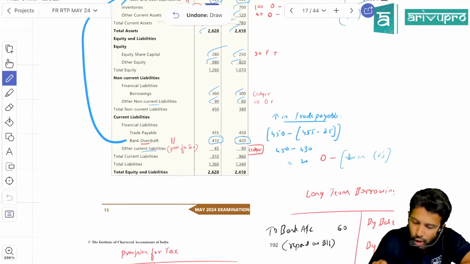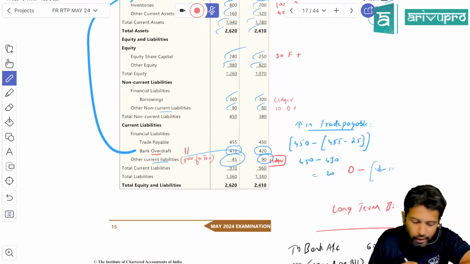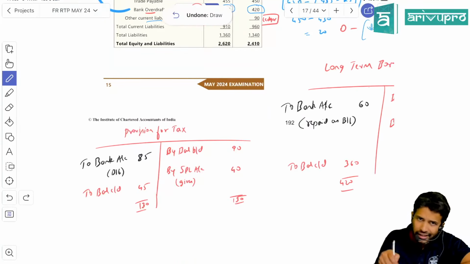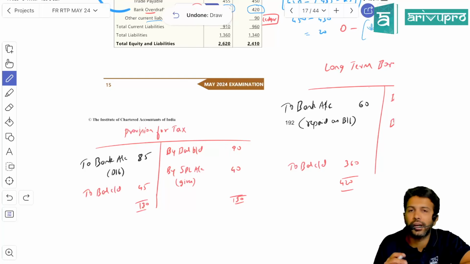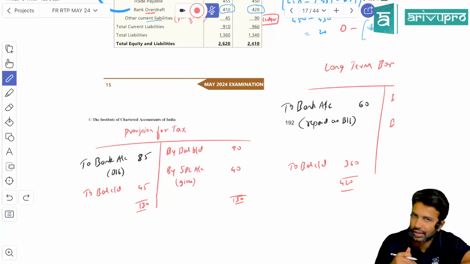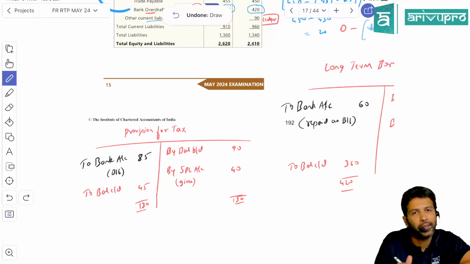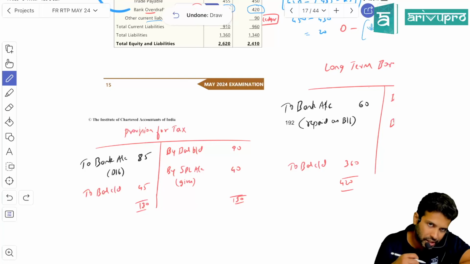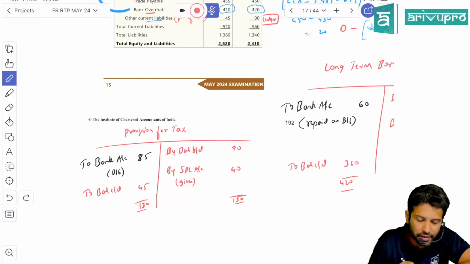the ledger. Opening balance of provision for tax is 90, closing is 45. So by balance brought down 90, closing is 45. In the current year, did you make any provision? Yes. The journal entry is SPL account debit to provision for tax. So the posting will be by SPL. They've given in the adjustment 40. So this side total is 130. This side also should be 130. Not matching. We have a balancing figure. How much balancing figure? 85.